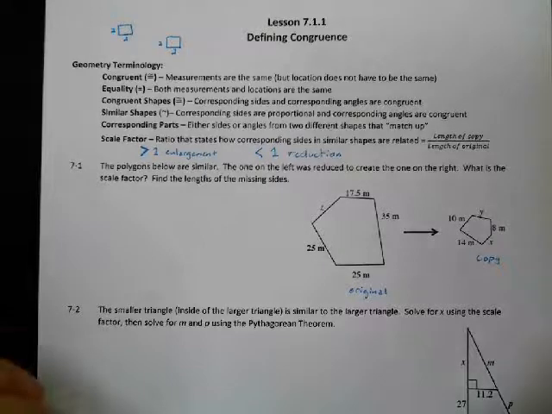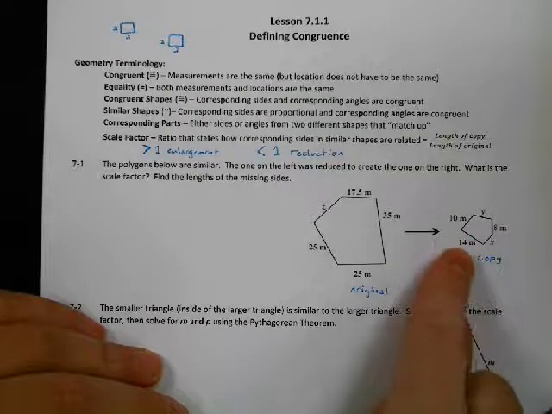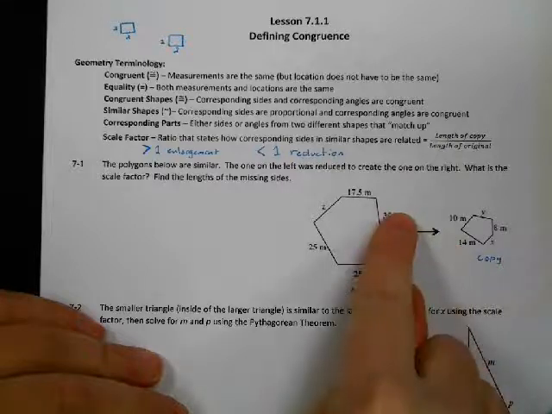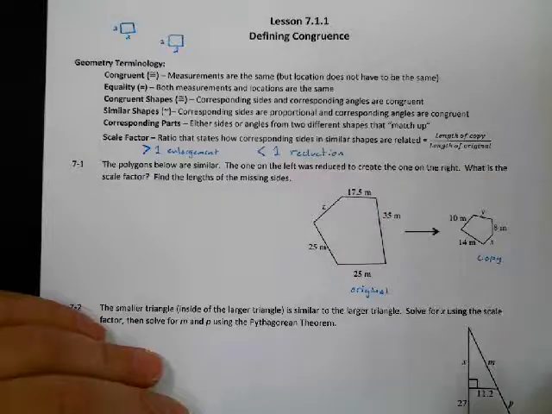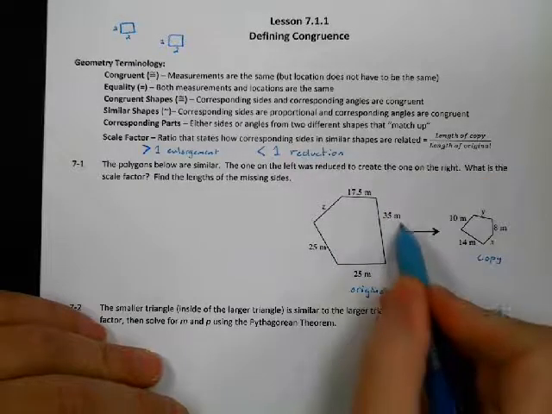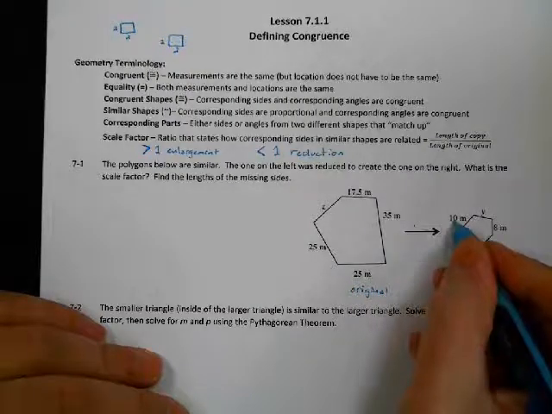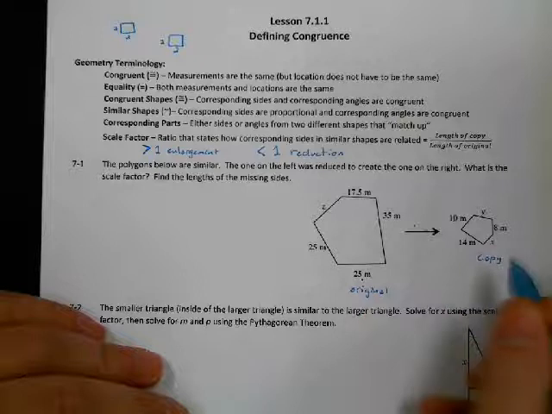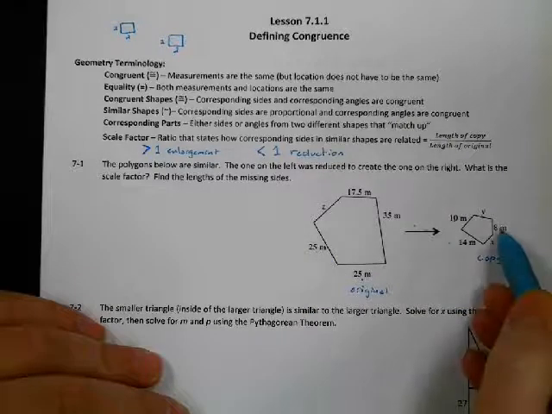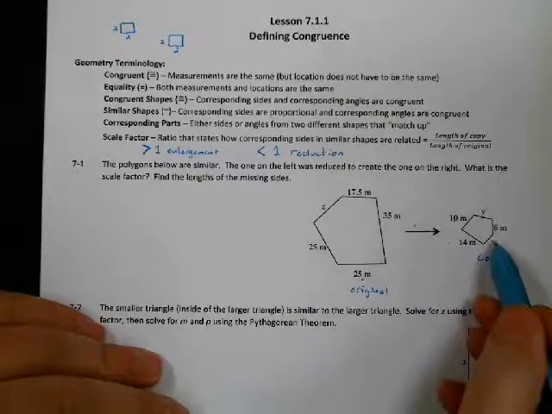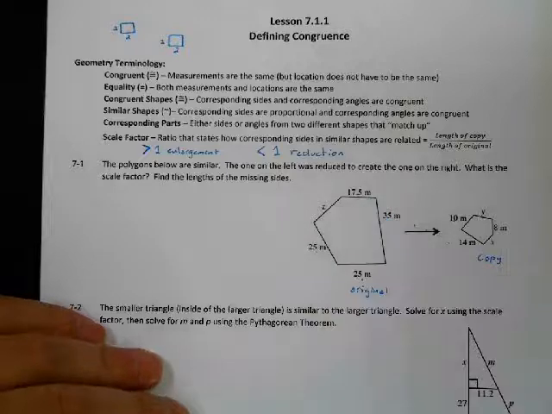Well, we have to see which sides match up. You see how this one's kind of been rotated? It looks like this 14 should be matching up with this 35 over here. So let's kind of spin it around in our heads. And this 14 matches up with this number right here. And that would mean if I twist it around, the 10 would match up with the 25. The Y would match up with this 25. The 8 would match up with the Z, and the X would match up with the 7.5. So those would be the corresponding sides.